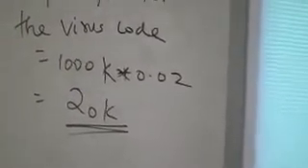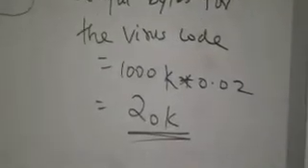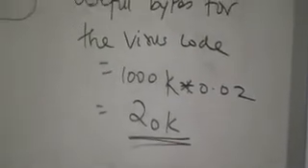How many lines is 20K of code? What's that? How many lines of code is 20K? 20K is what? 20,000 bytes. 1K means 1000 bytes, right?